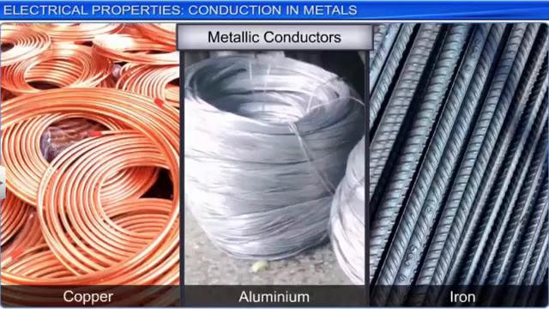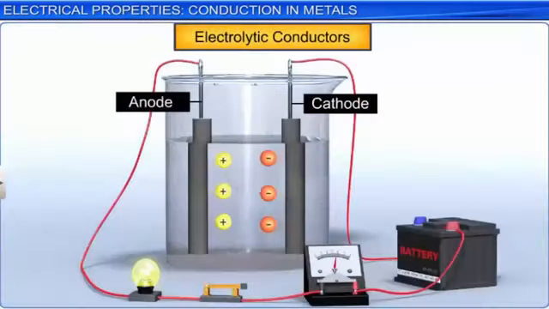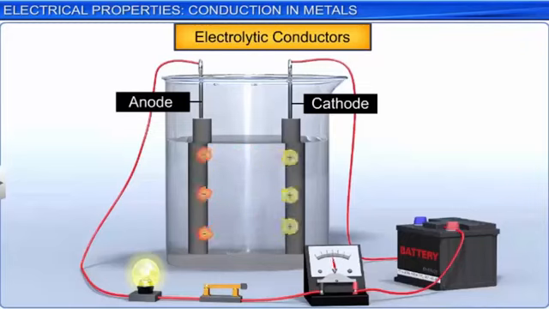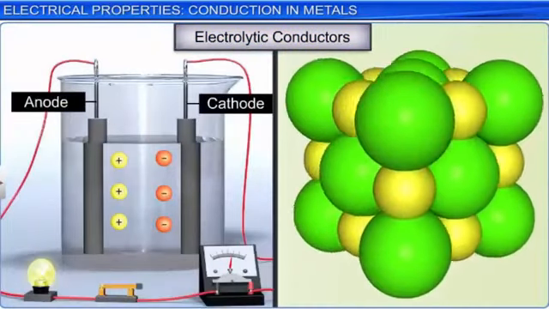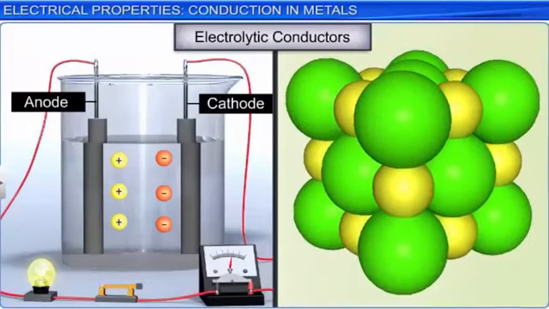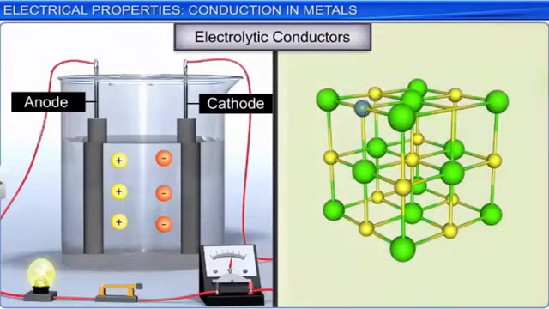On the other hand, in electrolytic conductors, the flow of electricity is due to the presence of ions. This type of conductors conduct electricity only in their molten and aqueous states. In solid state, they conduct electricity to a very small extent, and that too due to the presence of imperfections in them. Electrolytes like sodium chloride and potassium chloride are electrolytic conductors.